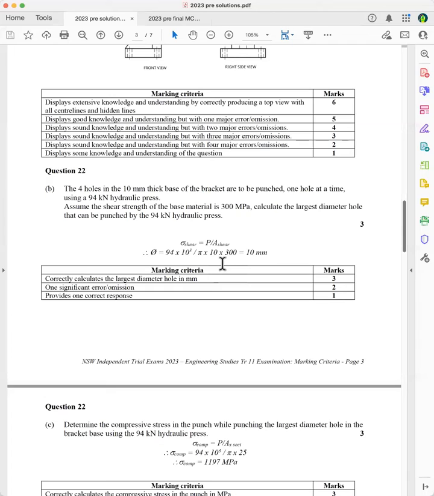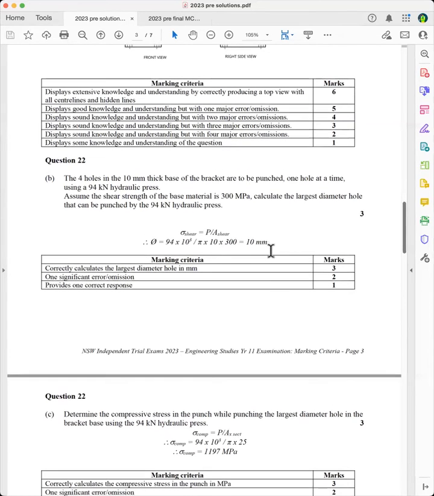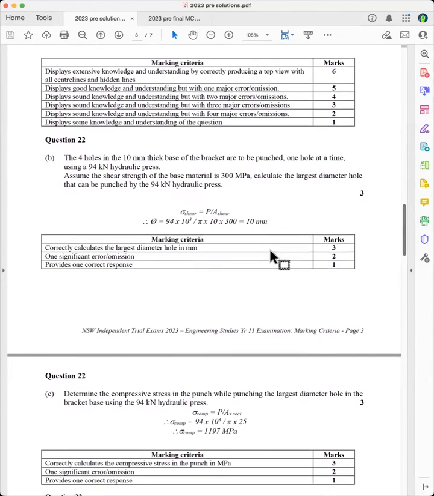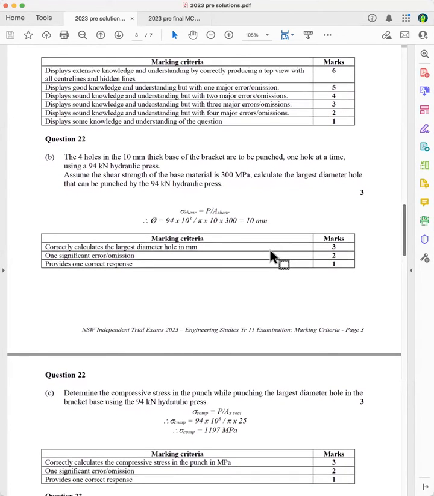So the answer will be 10 millimeters. But that should be set out much better than that. Okay, so that's the answer to question 22B.